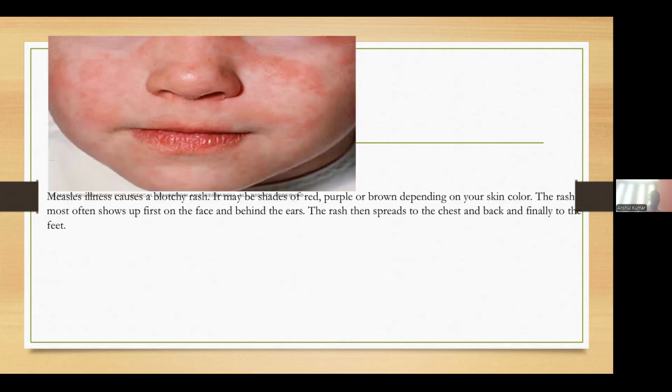See here, you can see the condition. Pink, bright red spots. This is the case of measles. Here, bright red spots you can easily observe on the face of the child, and they may be red, purple, or brown depending on the skin color. The rash most often first shows up on the face and behind the ears. The rash then spreads to the chest and back, and finally to the feet.